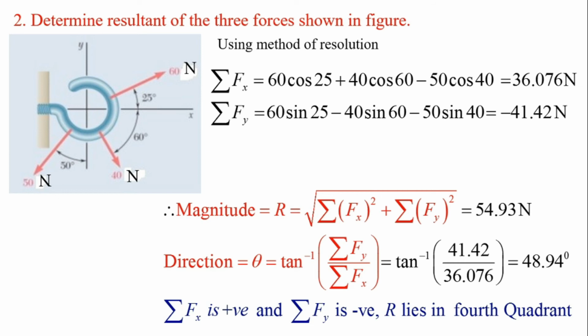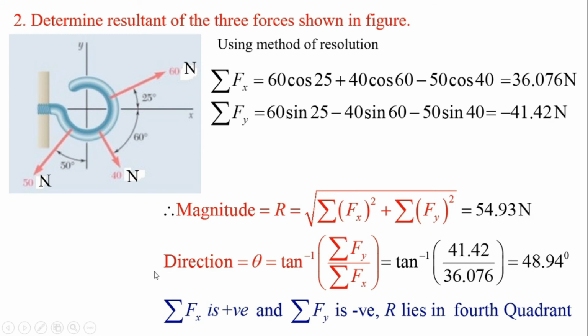Now, let us determine the magnitude of resultant. Magnitude R is equal to under root of summation Fx square plus summation Fy square. Summation Fx is known to us, summation Fy is known to us. Solving this equation, it gives us magnitude of resultant 54.93 Newton.